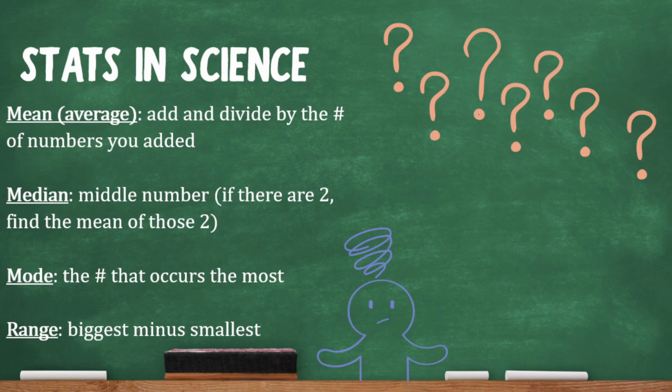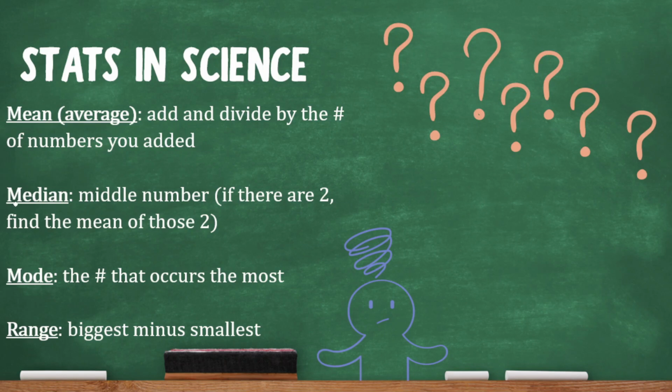So the mean is the average. And to find the mean, you add them all up and divide by the number of numbers you added together. The median is the middle number. And if there are two numbers in the middle, you have to find the mean of those two middle numbers. So in other words, you'd have to add them up and divide by 2. The mode is the number that occurs the most. So if there's 3 5s in the list and there's no other number that's repeated, the mode would be 5. And the range is the biggest minus the smallest.